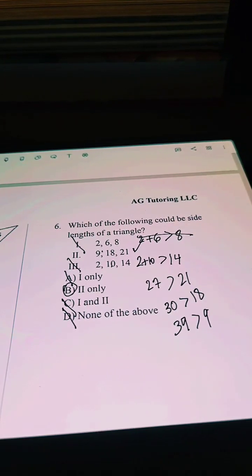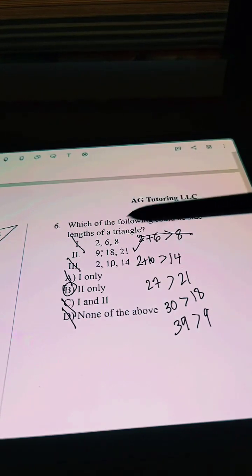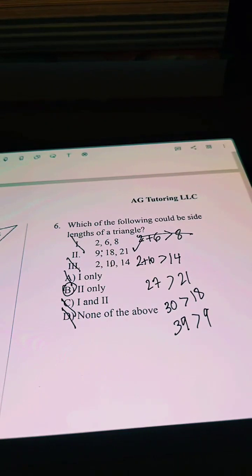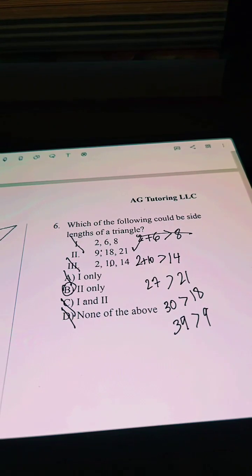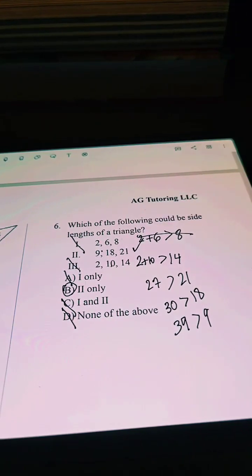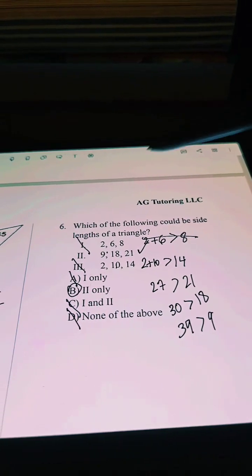So that's the triangle inequality theorem: if you add up two sides of a triangle, the sum always has to be greater than the third side for those to be possible side lengths of a triangle. So that's why it's 2, or just B.